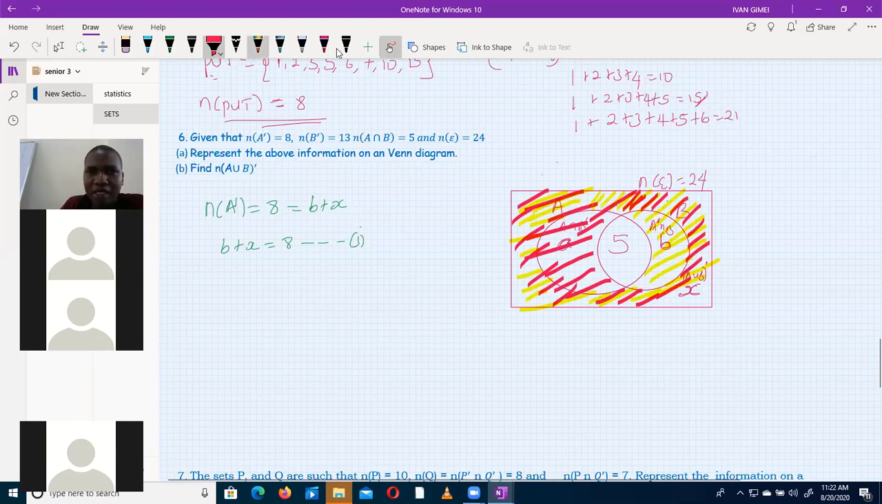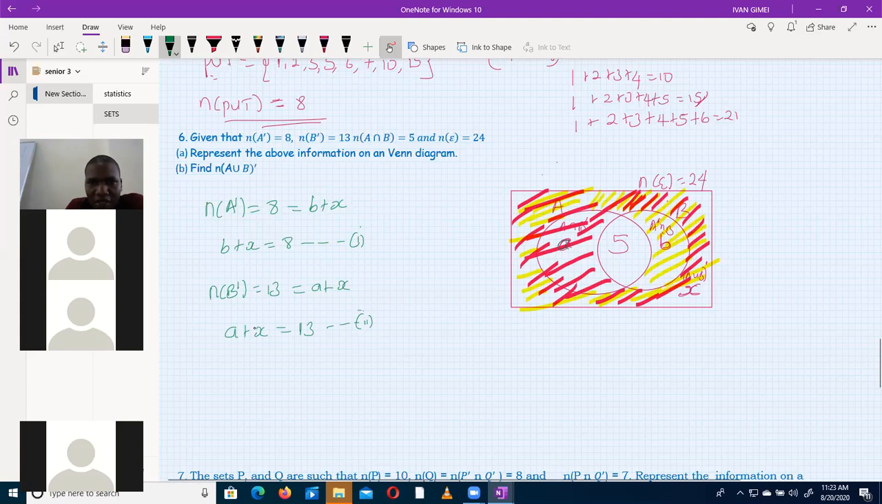So what is in that region? They're saying the number of elements in B complement, there are 13. And what is in 13? We know that A is outside. A is here. It is outside. Then plus X is also outside, is in the region B complement. So that means that my second equation is A plus X equals to 13. That's what I have as my second equation.